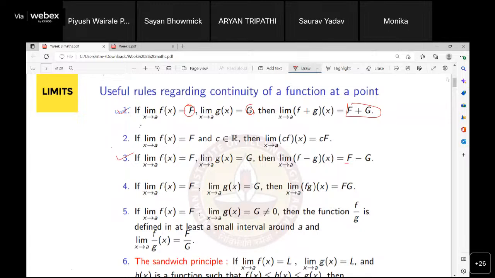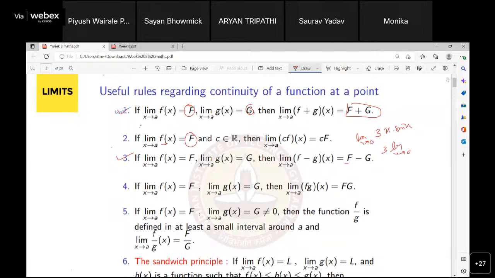And if there is a constant term, say c, which belongs to the real numbers, and the limit as x tends to a of f of x gives us f, and we multiply with a constant, we can directly take that constant out of the limit. Say suppose I want to find the limit of 3x sin x, as x tends to 0. I can simply take that constant outside and apply the limit inside.